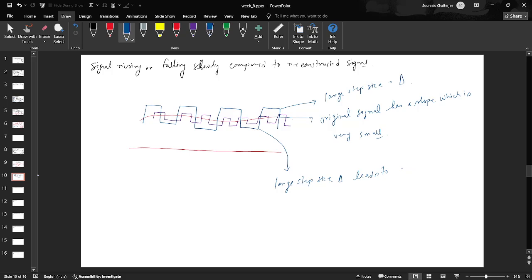The large step size delta leads to something called granular noise. When the signal is relatively flat, you can see that the sudden increase and sudden decrease are kind of unnecessary. It's not following the signal, it is just creating unnecessary noise, and that happens when you have a relatively large step size compared to your original signal variation.